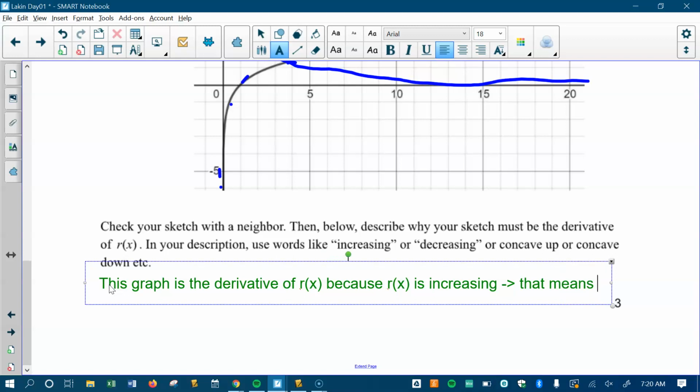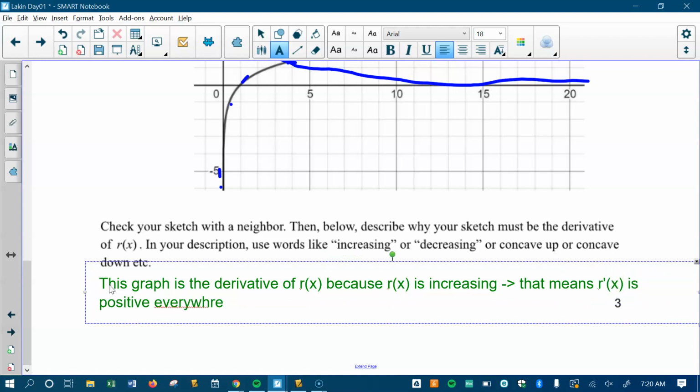And r prime of x everywhere. It also means that because r of x is concave down, that means that r prime of x is decreasing.